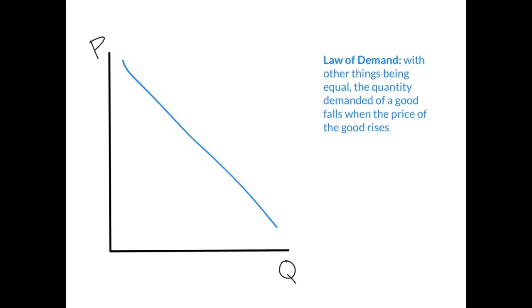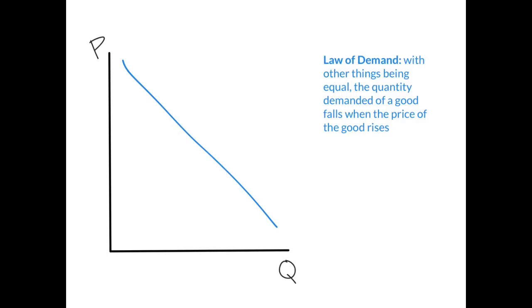So if we wanted to, how would we graph demand? Well, if you think about it, if the price of a product increased, then the quantity of people who would want to buy that product would decrease. And because of that, this is what a demand graph tends to look like.